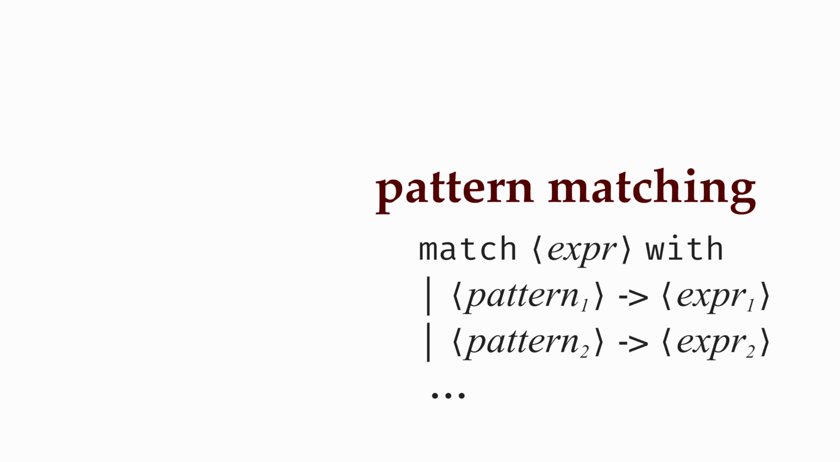A match might look like this. We use the keyword match followed by the expression we're trying to decompose. Then we can match it against one or more patterns. Each pattern is some value constructor that might contain variable names. Whichever pattern matches the expression first has its variable names bound to the corresponding parts of the original expression, and then the expression that follows the arrow after the pattern is evaluated to determine what the value will be for the entire match expression. Let's take a look at a specific example to make that clearer.